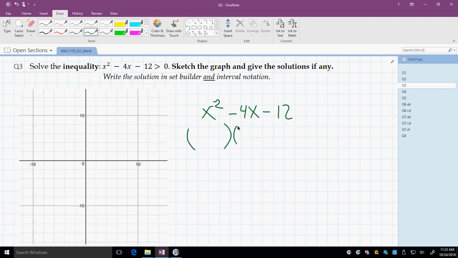Factoring: always open a set of parentheses and find the factors of the first term. In this case, it's going to be x and x. To figure out the signs, the first one you just bring down. The second one is negative, then a negative, bring a positive.